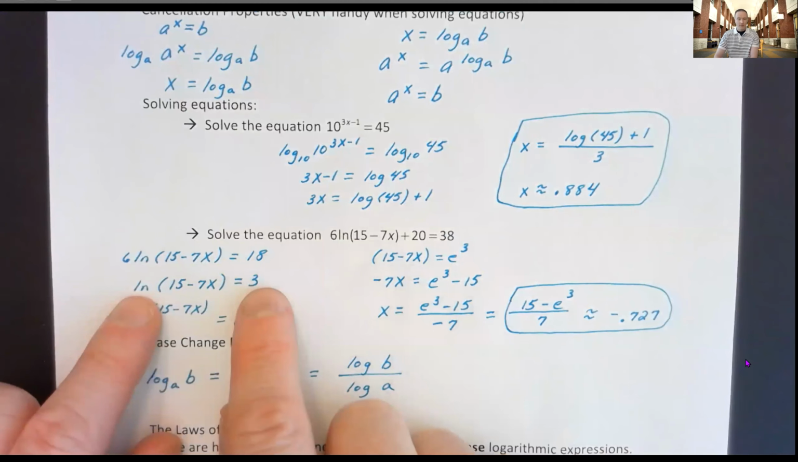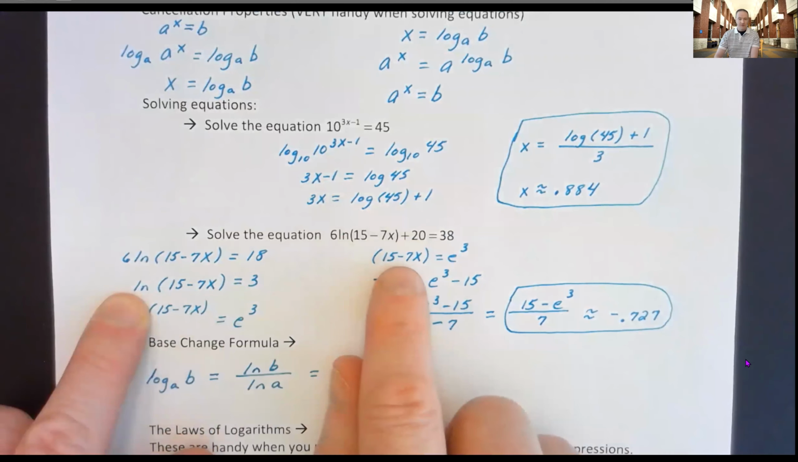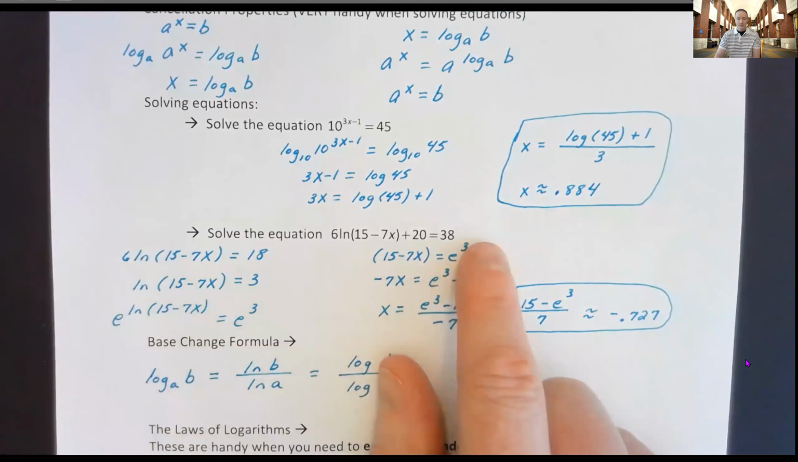What do you do at this point? You exponentiate with exponential base e to get rid of that natural log. So e and natural log eliminate one another, and it leaves you with 15 minus 7x on the left. But then, of course, you still have that e raised to the 3rd power on the right.